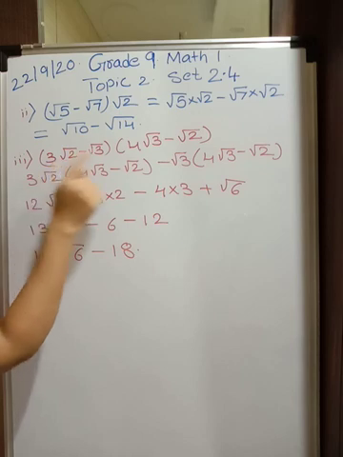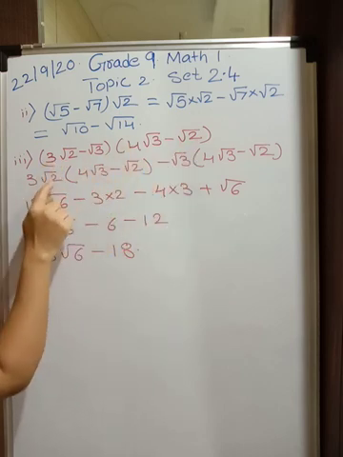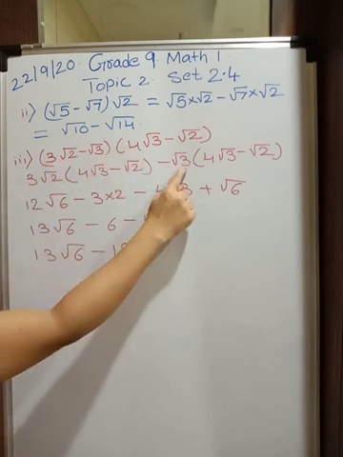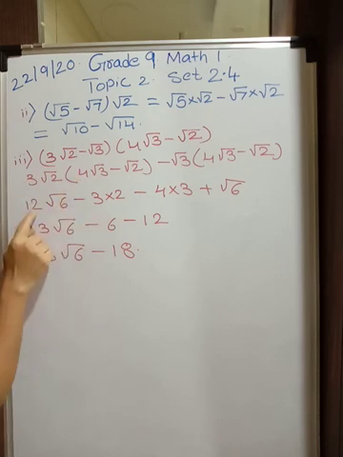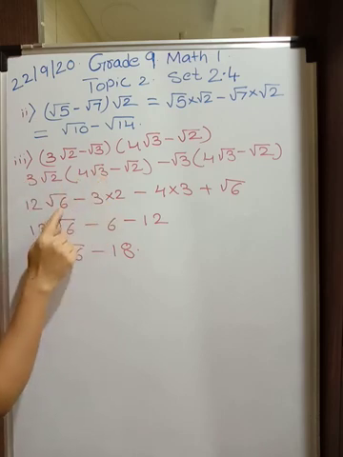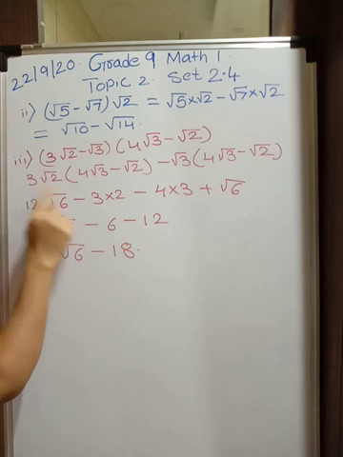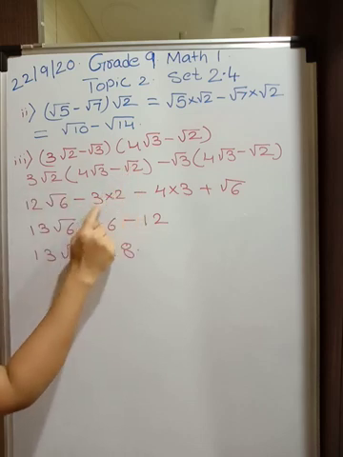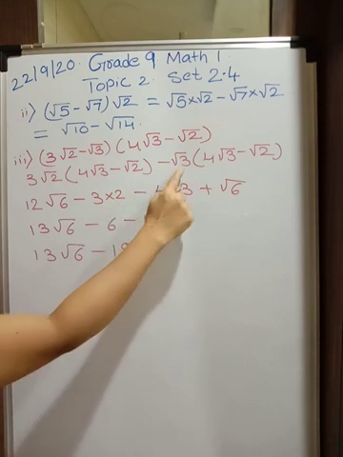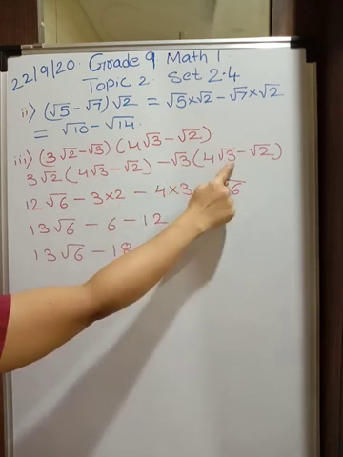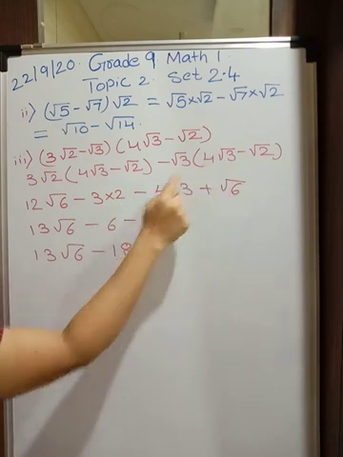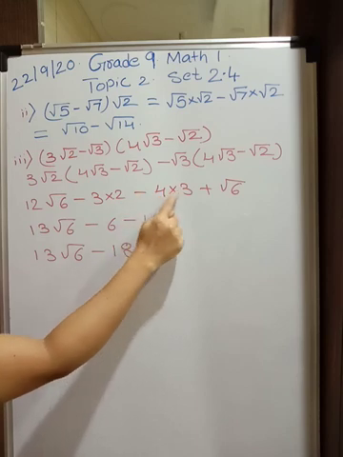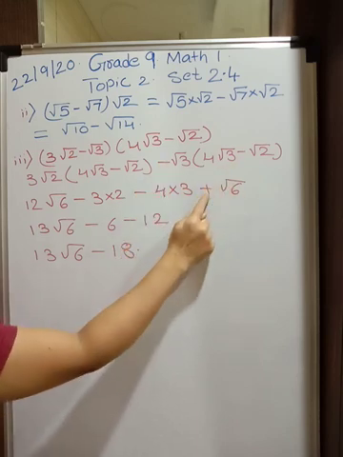Now look at this problem. First I am multiplying this bracket first by 3 root 2 and then by minus root 3. 3 4s are 12. Root 2 into root 3 is root 6. 3 as it is minus root 2 into root 2 is 2. So this is minus 3 into 2. Minus root 3 into root 3 is 3. And 4 as it is. So you have minus 4 into 3.